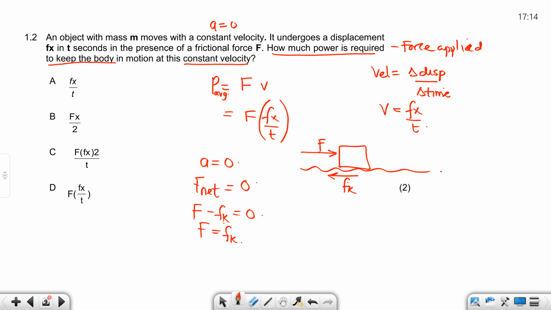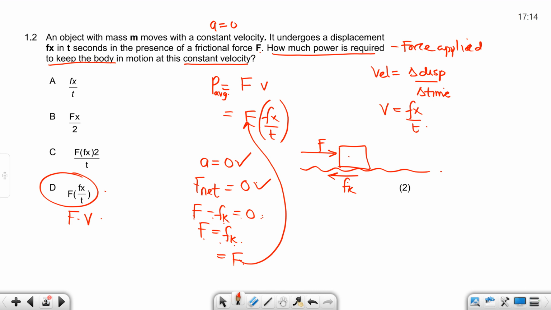And because it's at constant speed, acceleration is equal to what? 0. And we know F net equals ma. So F net is also equal to what? 0. It means F minus Fk equals 0. So our force applied should be equal to what? Friction. To keep this at constant what? But now check. They said in the presence of frictional force F. So our frictional force is written as what? F. Can I bring that in? Do we have this option? So basically, if you see, this is F multiplied by what? V.